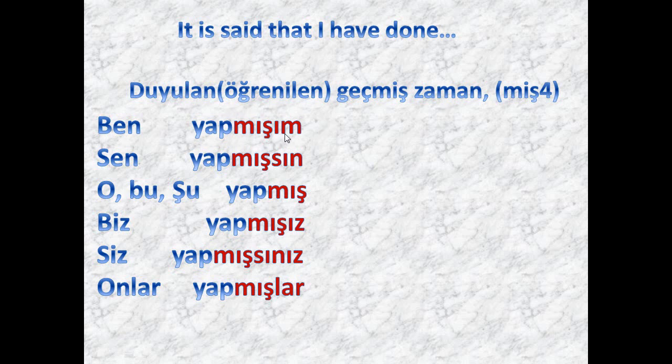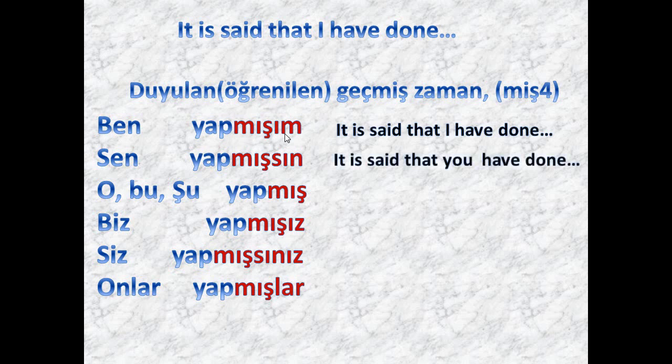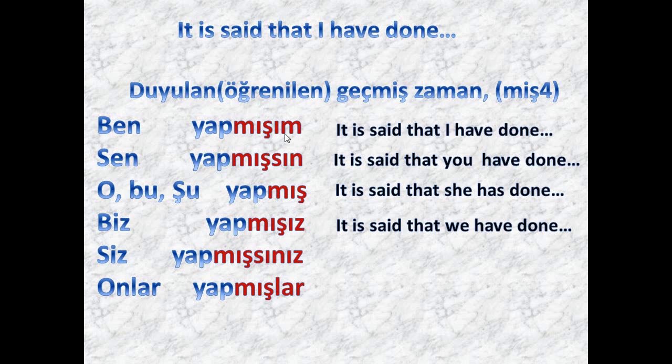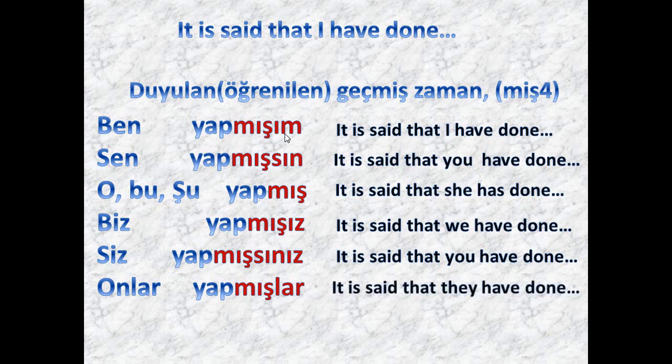So ben yapmışım means that it is said that I have done. Sen yapmışsın, it means that it is said that you have done. O yapmış means it is said that she has done. Biz yapmışız, it is said that we have done. Siz yapmışsınız, it is said that you have done. Onlar yapmışlar means it is said that they have done.